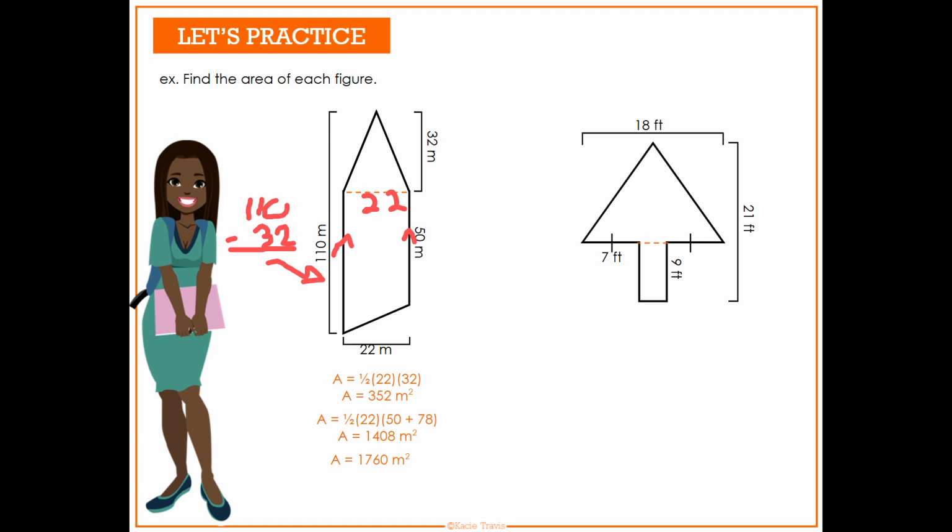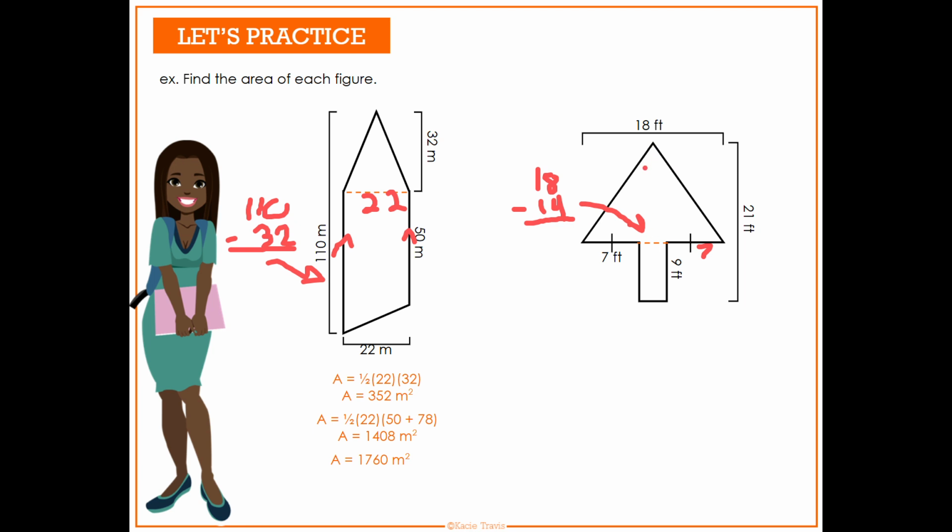Okay, next one here. We got another dotted line, but let's go through and figure out some information at this time. Remember, you see these marks here? That lets you know that these sides are the same. So this side is also 7. So what is this little part in the middle? This whole length from this tip to this tip is 18 feet. So 7 plus 7 gives me 14. So that means that this dotted line here is going to be 18 minus that 14.